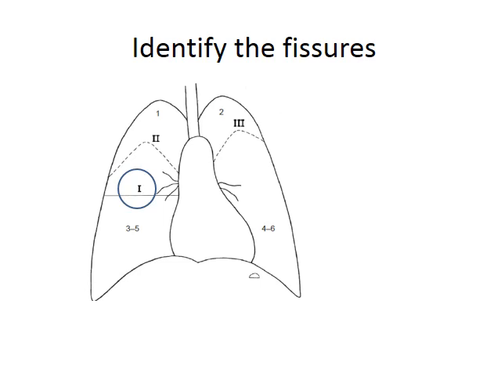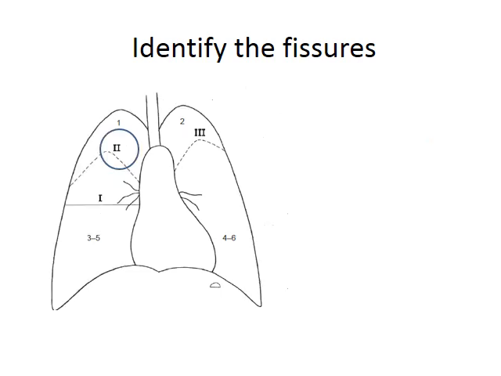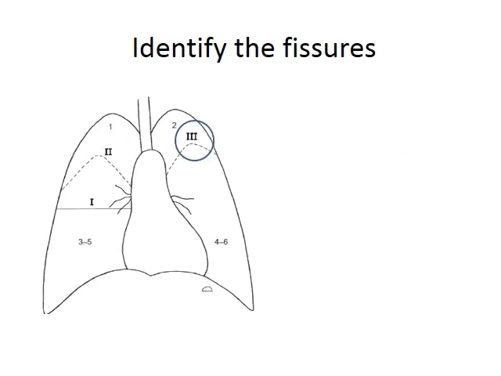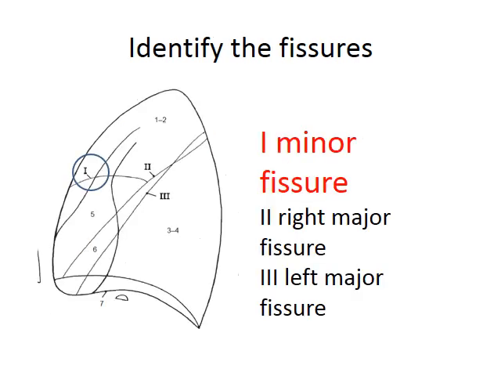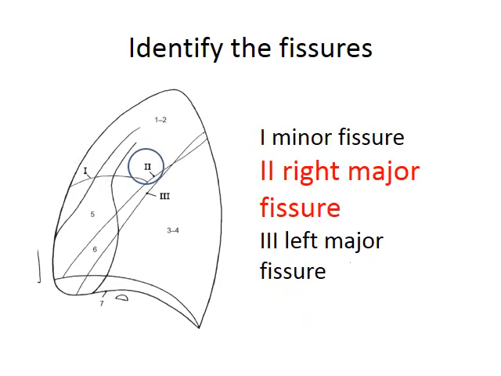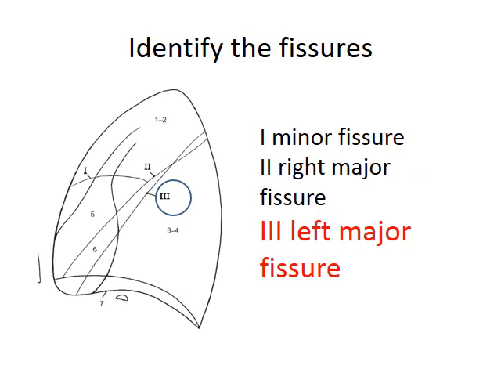So now how to identify the fissures on the X-ray. So this is minor fissure. It's a horizontal fissure. 2 is right major fissure. 3 is left major fissure. In the lateral view, 1 is minor fissure, 2 right major fissure, and 3 is left major fissure.